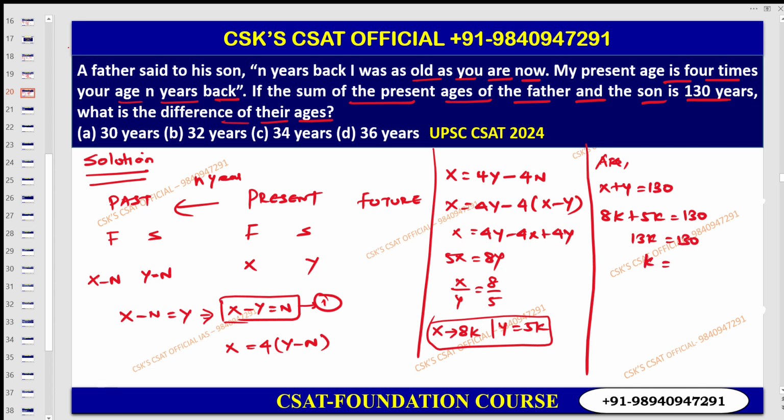k here is nothing but 10. After knowing the value of k, we can calculate. x is equal to 8k, so therefore x is equal to 80, y is equal to 50. What is the difference? The question here is the difference. The difference here is 80 minus 50, which is nothing but 30. So A option. Everyone understanding? Shall I move on to the next? Okay, fine.